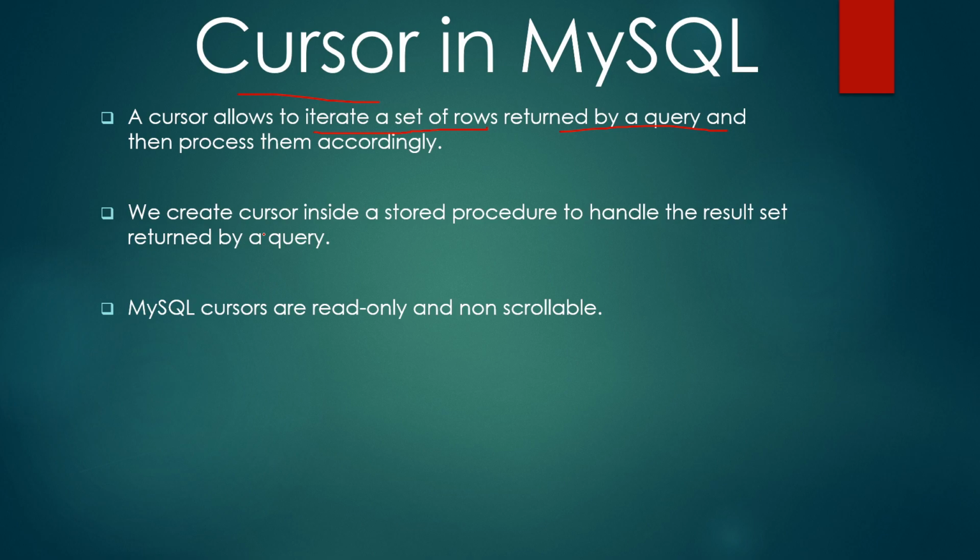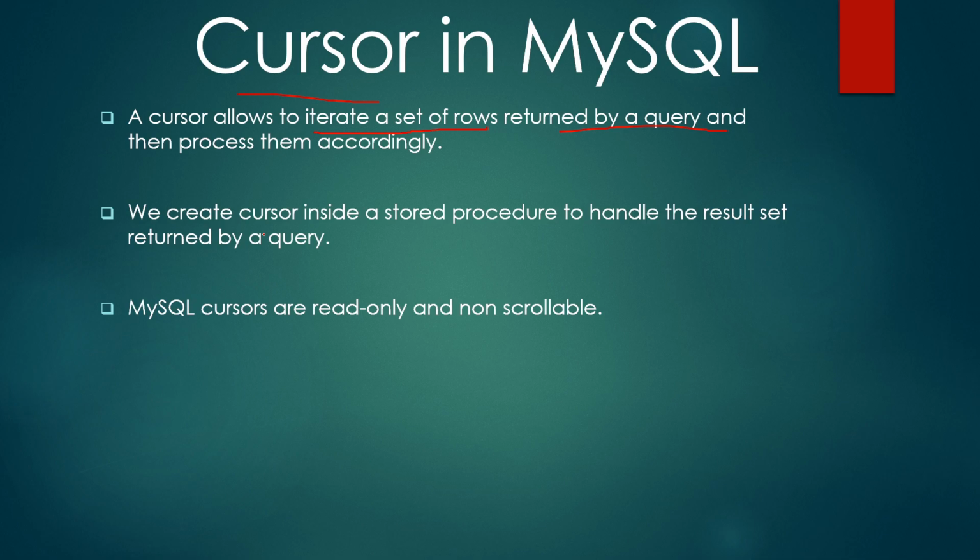So that's why cursors are associated with only select queries, because whenever we get that result set, it is in the form of table only, right? So cursor allows us to iterate those set of rows which are returned, which we got as the output. So we can iterate through those rows, we can access the values, we can perform any operation, we can process them and can do various other operations with that data.